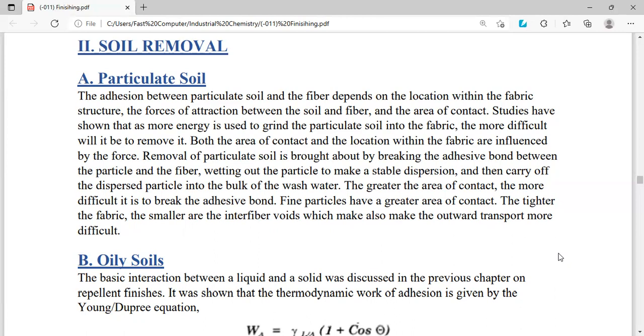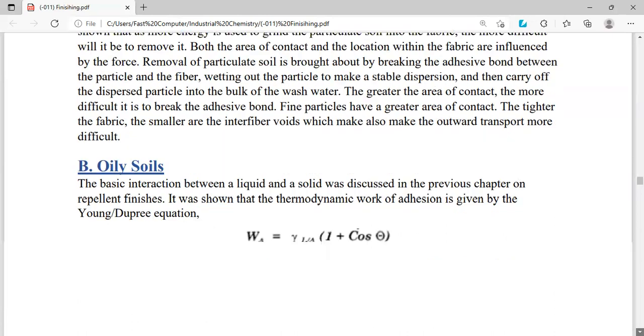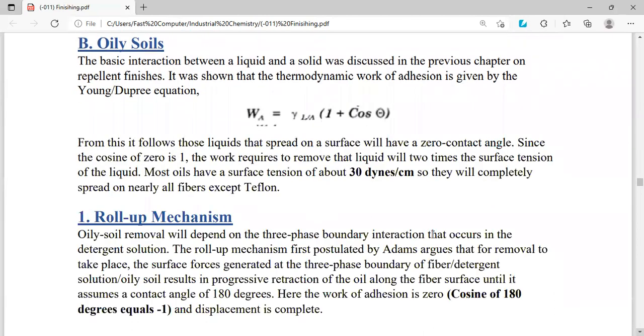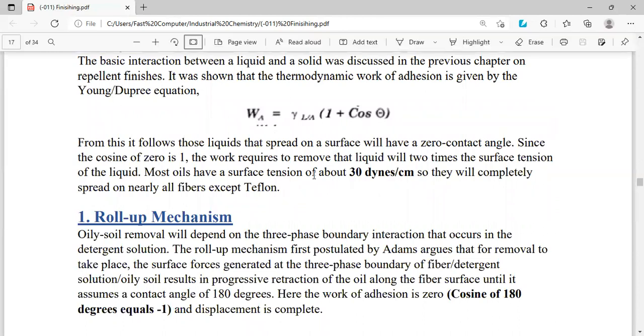Now we will discuss the removal of oily soils. The basic interaction between a liquid and a solid was discussed in a previous article. It was shown that the thermodynamic work of adhesion is given by the Young-Dupre equation. This is the Young-Dupre equation. From this, it follows that those liquids that spread on a surface will have a zero contact angle. Since the cosine of 0 is 1, the work required to remove that liquid will be 2 times the surface tension of the liquid. Most oils have a surface tension of about 30 dynes per centimeter, so they will completely spread on nearly all fibers except Teflon.